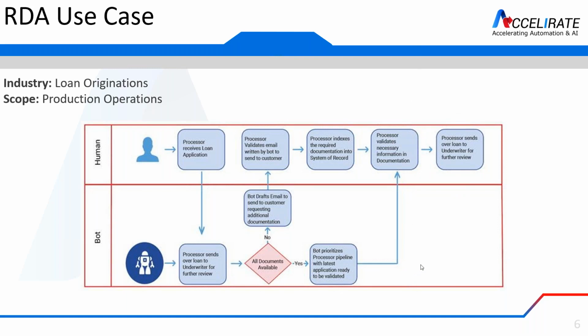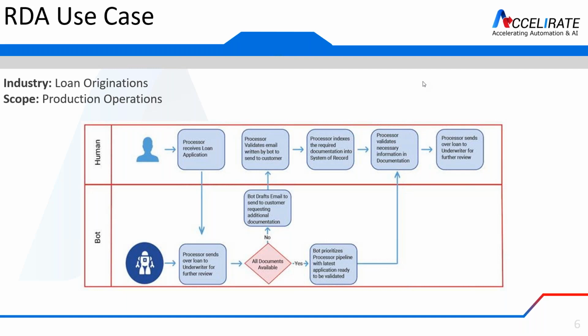And quickly is the key word here, because we want to make sure we're providing value as fast as possible. When the processor receives that application in their pipeline, the bot actually looks through the system of record for what available documentation is there. Now, because it is a very common occurrence that not all documentation was ready for the processor to review, the bot drafted up an email that the processor would normally send out to the borrower requesting that additional documentation. If the documents were available, so that all documents were provided by the borrower, then the processor can go straight to review, straight to validation.